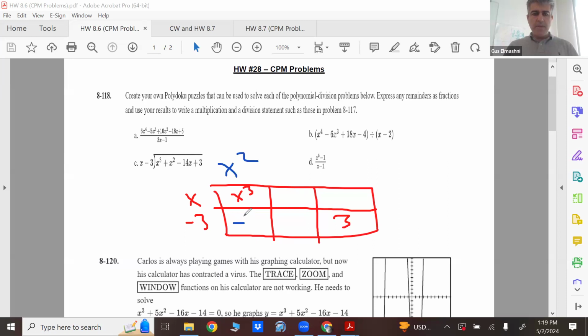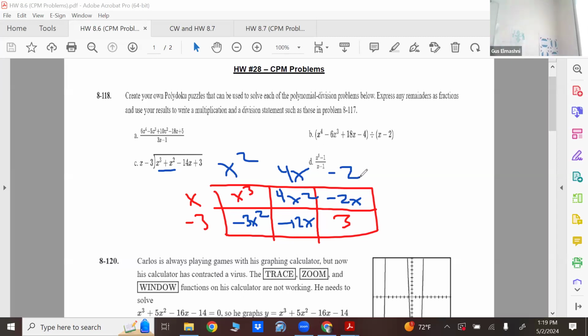Let's keep going. -3x^2. Then you have x^2, so this has to be 4x^2. So that's 4x, -12x. Then -2x, right? Correct? Yeah, that's -2. But here's the problem I run into. What's -3 times -2? That's 6.